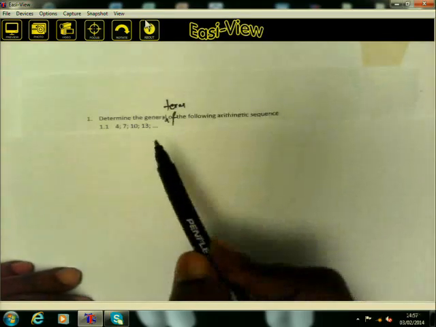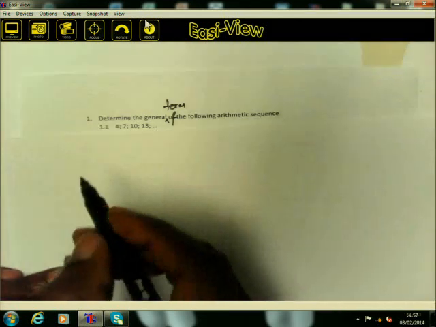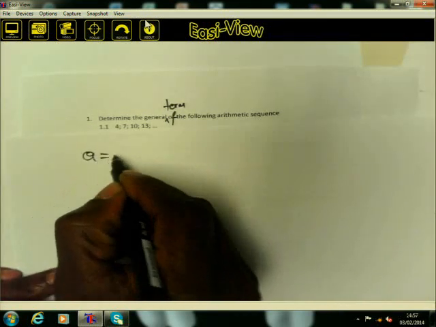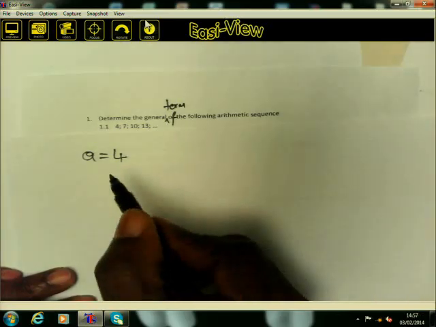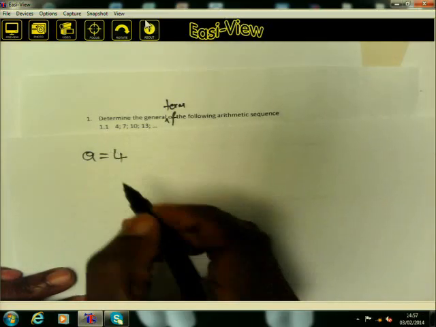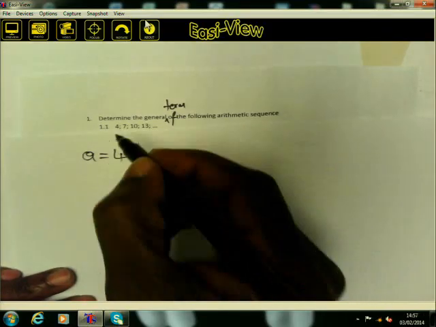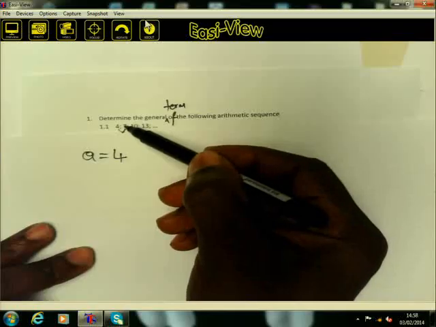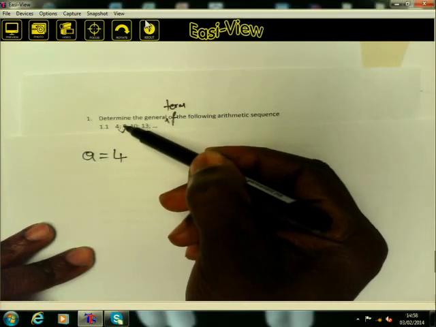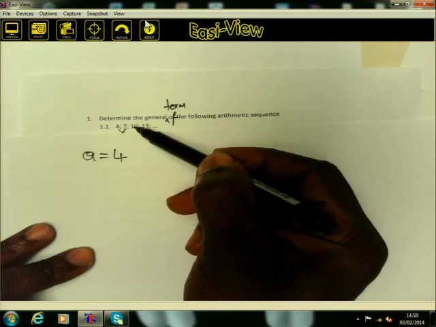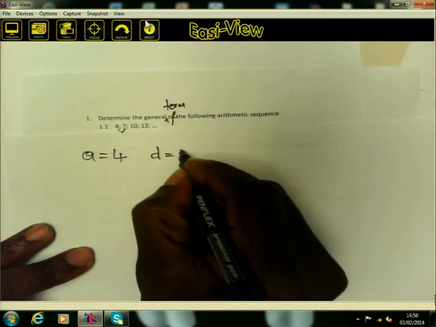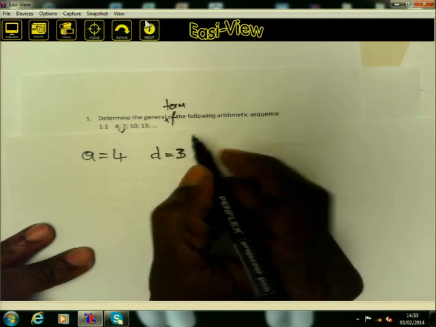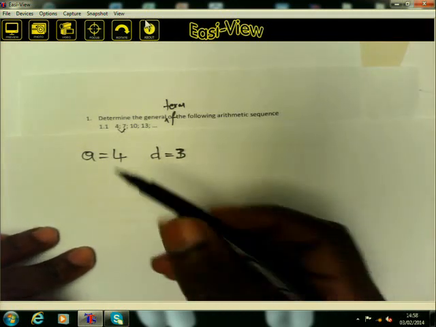So now to find the general term of this, we said the first thing that we need to look at is A, which is equal to 4. I'll write a little bit bigger. A is equal to 4, which is the first term. And then we look at the difference. What is the difference between the terms? It is 7 minus 4, 10 minus 7, 13 minus 10. We realize that our difference is nothing else but 3.